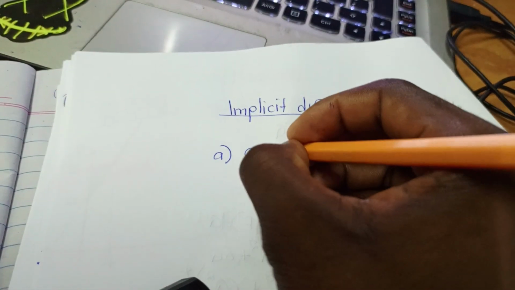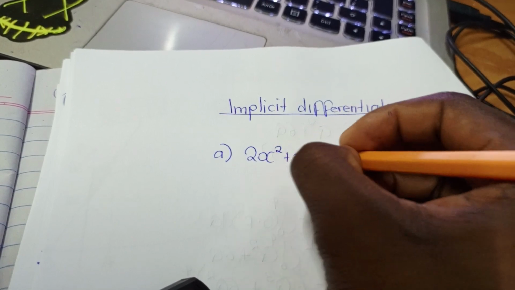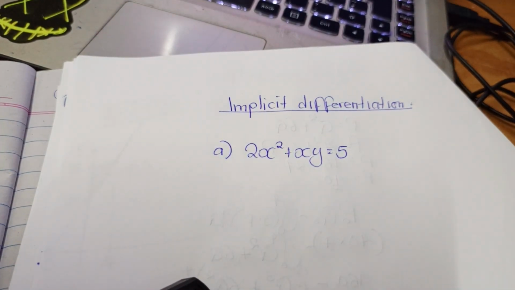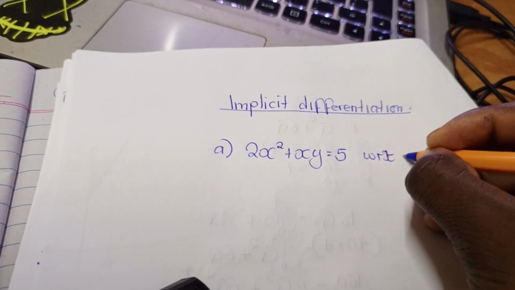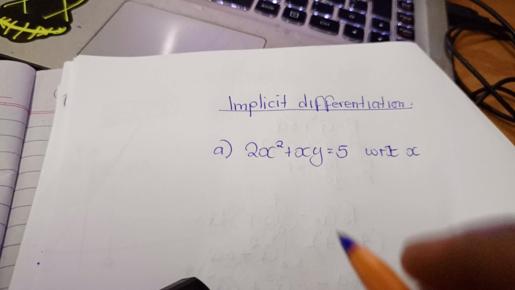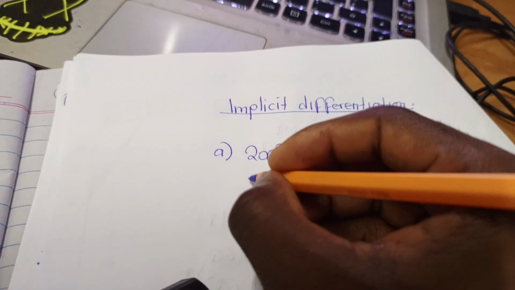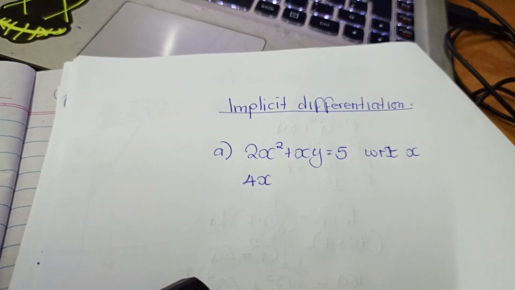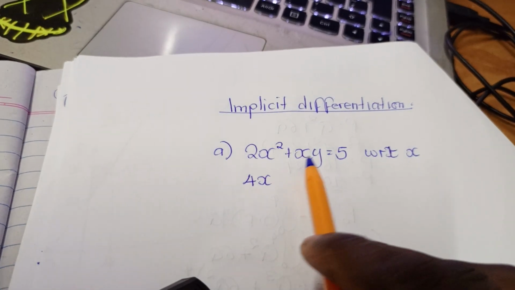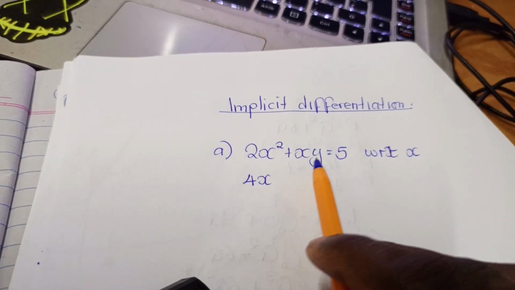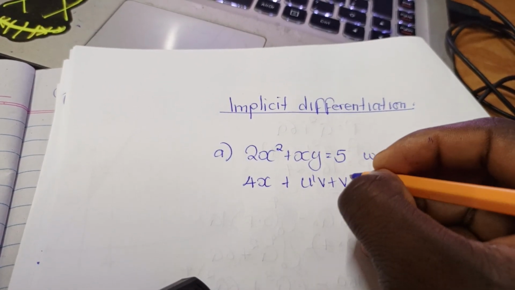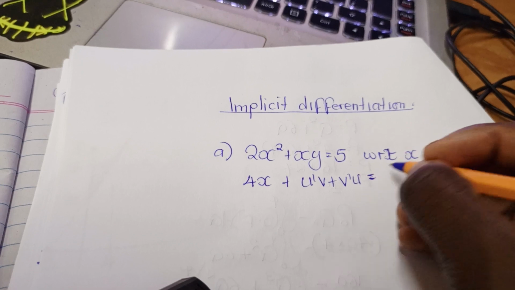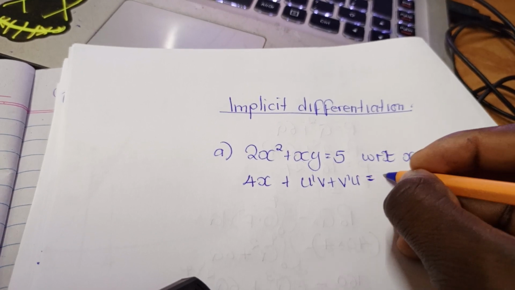So let us look at one example. We have 2x squared plus xy is equal to 5, where we are differentiating with respect to x. In this case, the differentiation of 2x squared is what? 4x. Just the normal differentiation, but you now know you can't go directly here. Why? Because this is simply the product rule, where we'll say u prime v plus v prime u. Now, the derivative of 5 or any constant number is what?